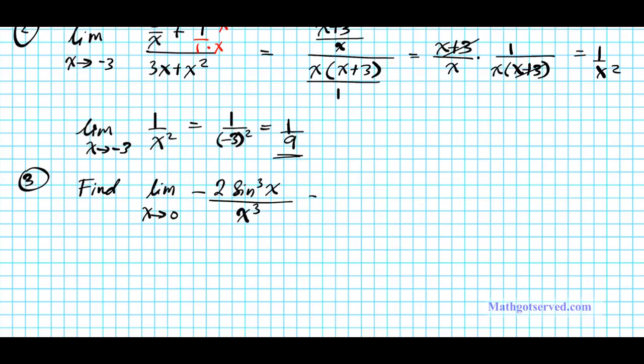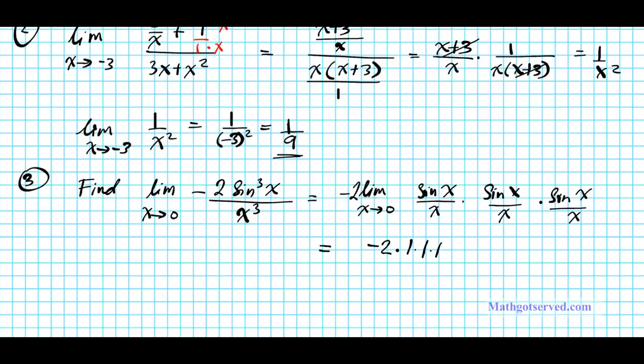So this one involves using the sandwich or squeeze theorem 3 times. We can factor out the negative, and also we can factor out the 2. So we have sine x over x times sine x over x times sine x over x. If you take the limit as x approaches 0 of all these 3, they're all going to be 1. So you have -2 times 1 times 1 times 1, and the answer is -2.